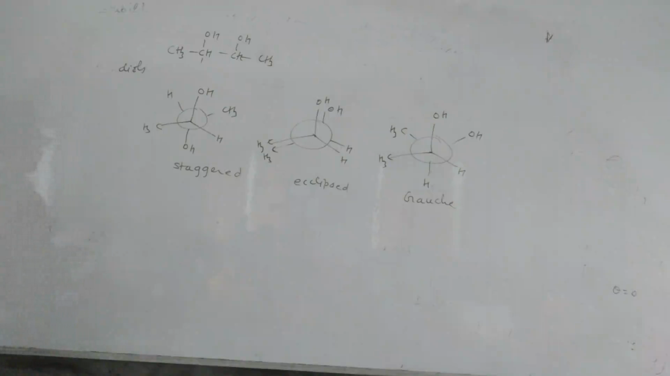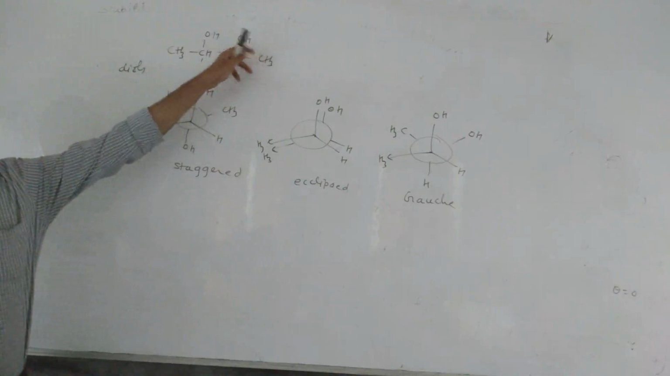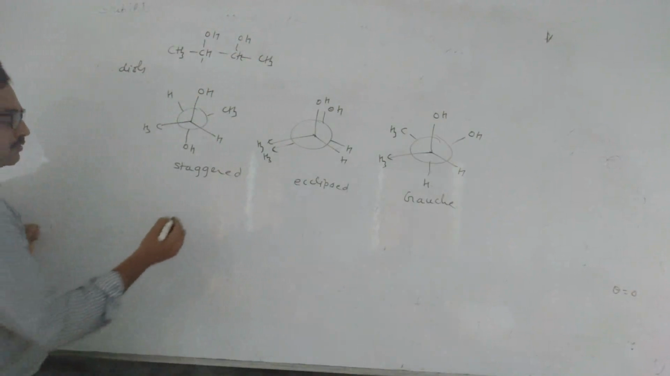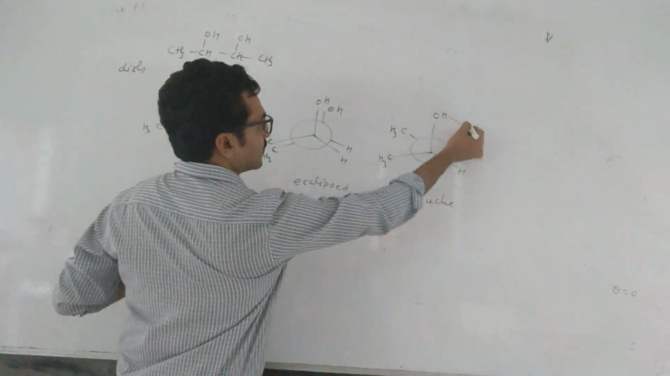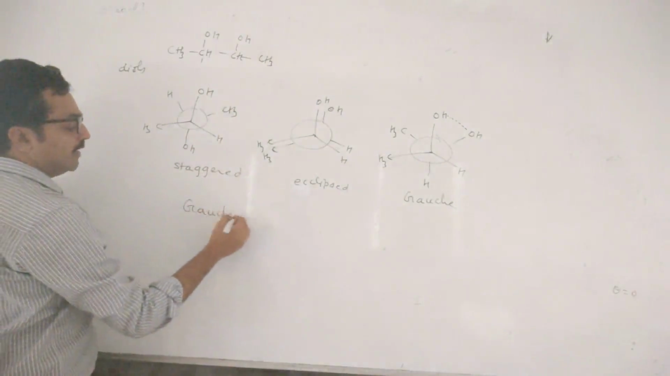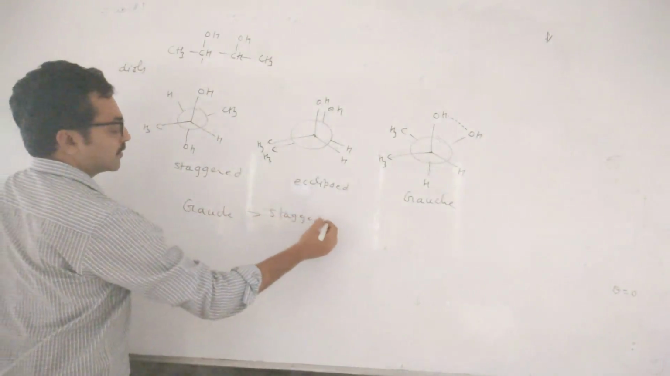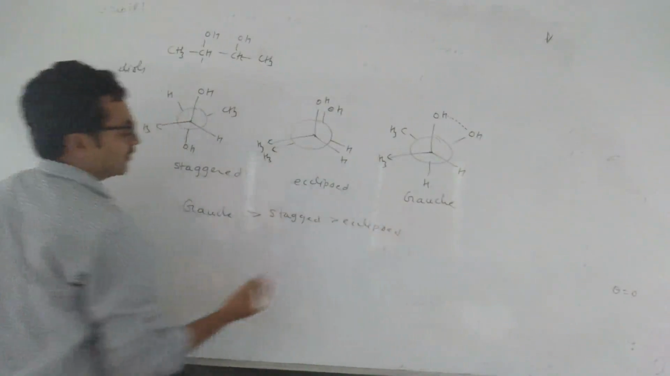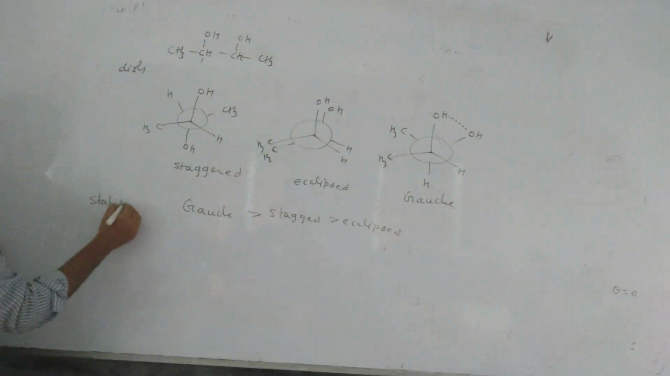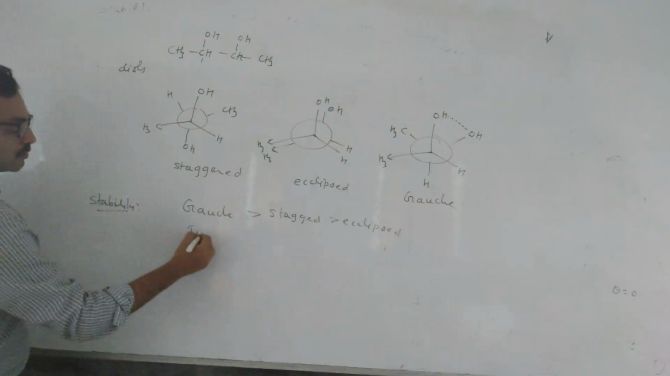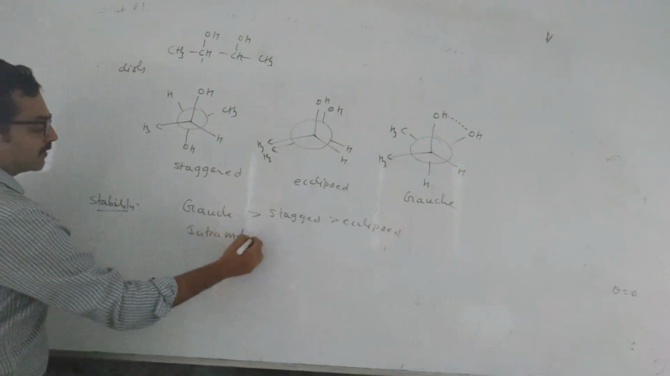Now what I told, in general alkanes, which is the more stable form? Staggered form is the more stable form, right? But in this case, what is more stable? Why? Intramolecular hydrogen bond, right? So not only this form, you can take here fluorine also, it will form intramolecular hydrogen bond. I will tell that group. So here which is more stable, children? Gauche is more stable than staggered, than eclipsed. This is the stability order. And why it is more stable? Due to intramolecular hydrogen bonding.